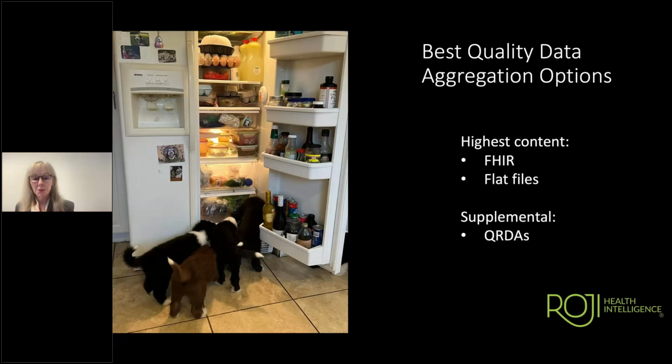Here's some little bearded collie puppies who understand that they really need to focus on the best quality options they have. And in your case, looking at the best quality options for data aggregation, the highest content is going to be in two areas, either a FHIR feed or flat files. Supplemental, you will not have a lot of data that comes through on QRDAs unless they've been programmed differently, but a typical QRDA will limit your data and can be used to meet quality measures, but not do cost performance in a big way.